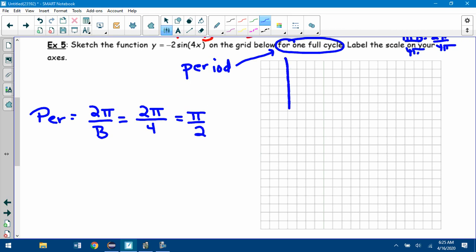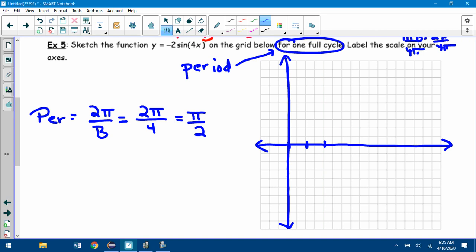So that's going to tell me how to set up this grid. Since I want one full cycle, when I graph, I normally go 0, I'm going to skip pi over 2, pi, 3 pi over 2, and 2 pi. And that's one cycle. But here I want one cycle to be pi over 2. So instead of labeling this last spot 2 pi, just label it pi over 2.